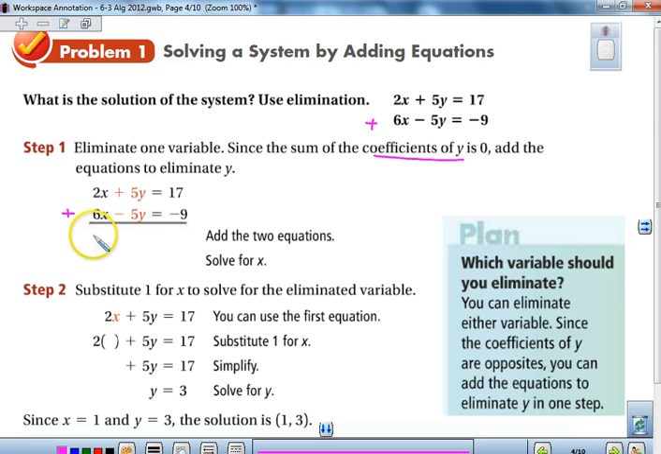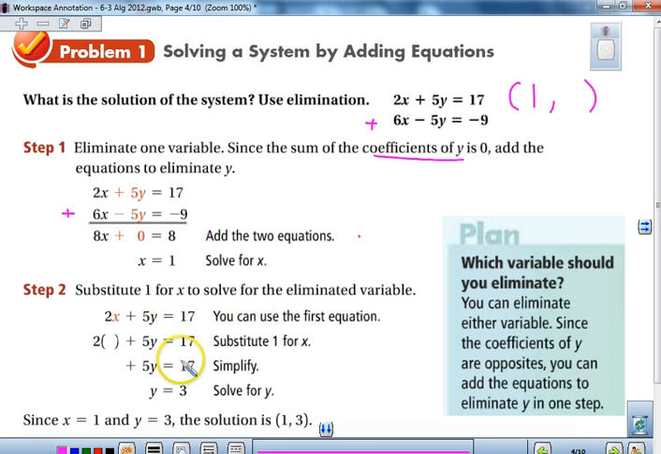As we add them together, what you're going to notice is that we now have 8x plus 0 equals 17 plus a negative 9, which is 8. We're going to solve this for x. So 8x equals 8, that means x has a solution of 1. Once we have that answer, remember, we're still looking for our solution to be an ordered pair. So we've now found what x is.